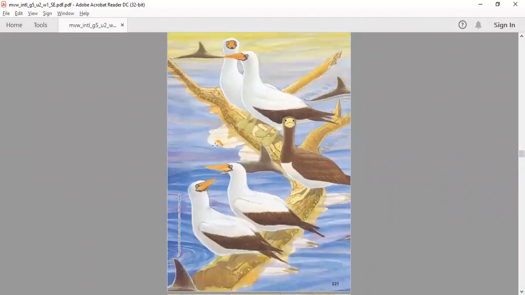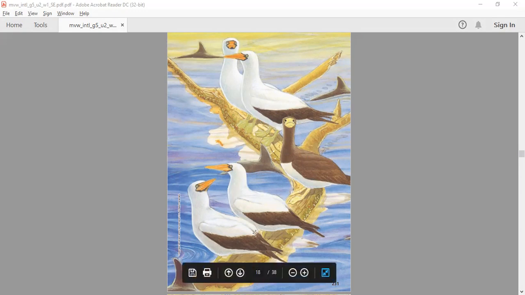As you can see here, these are the what, Yusuf Khalid? These are the boobies. The boobies resting on a, this thing, wood, or log. It's called a log. Now, clever science question. Can these birds swim? I think yes. Why?